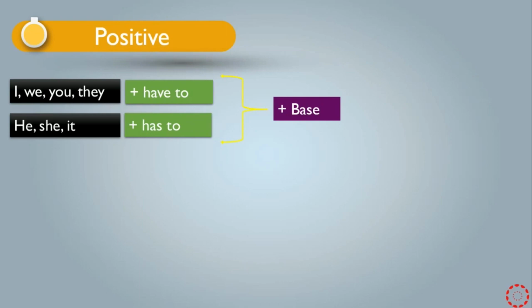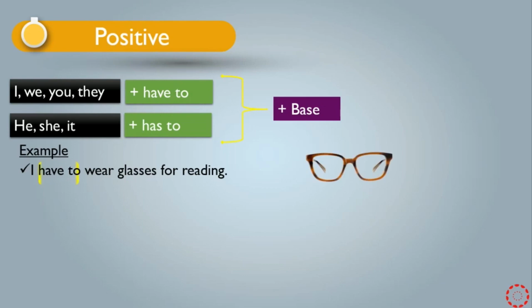Let's see some examples. I have to wear glasses for reading. Let's see where have to is and where the verb is. We have have to here because our subject is I. As you see, our subject is I, that's why I use have to. And after have to, the verb should be base, which is wear, without ed, es, or ing.